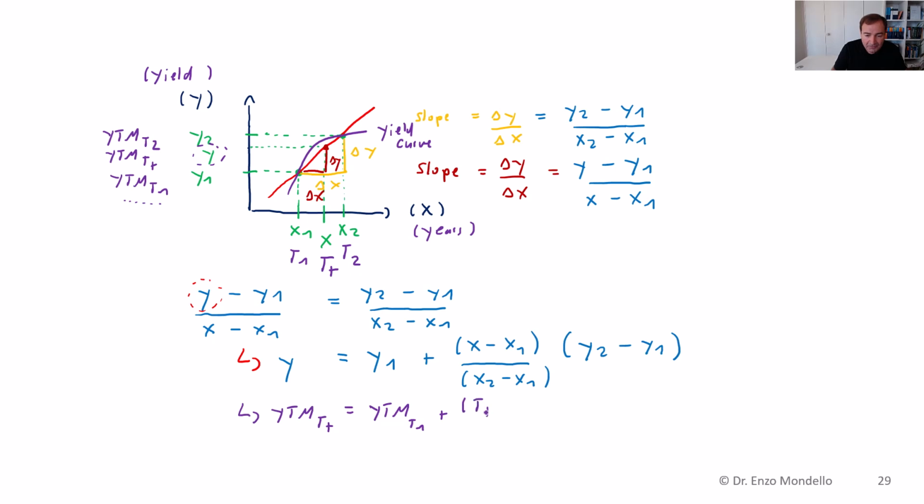So that's TT. X1 is T1 divided then by X2, that's then T2 minus T1, and that's multiplied then by Y2. Y2 is the yield to maturity of the government bond with the longer maturity, minus the yield to maturity of the government bond with the shorter maturity. So that's the equation that we can use to linearly interpolate then the yield to maturity using two government bonds, one with a longer maturity and the other with a shorter maturity.